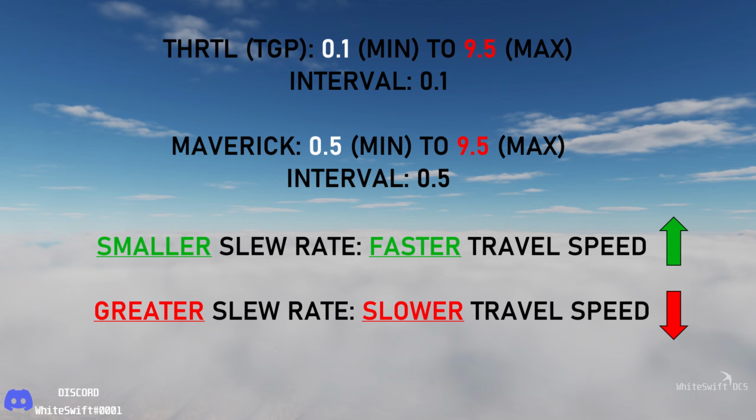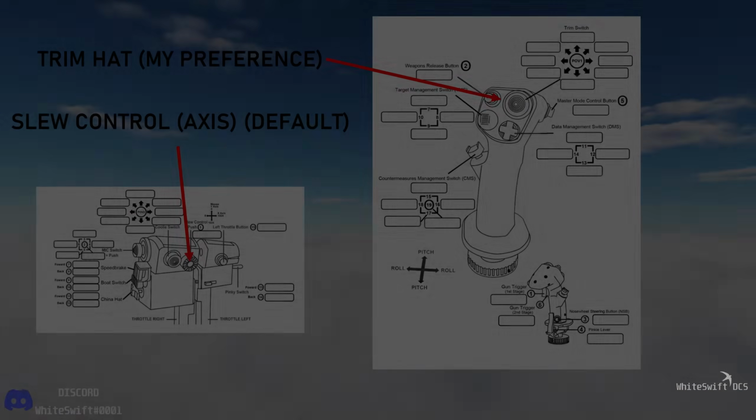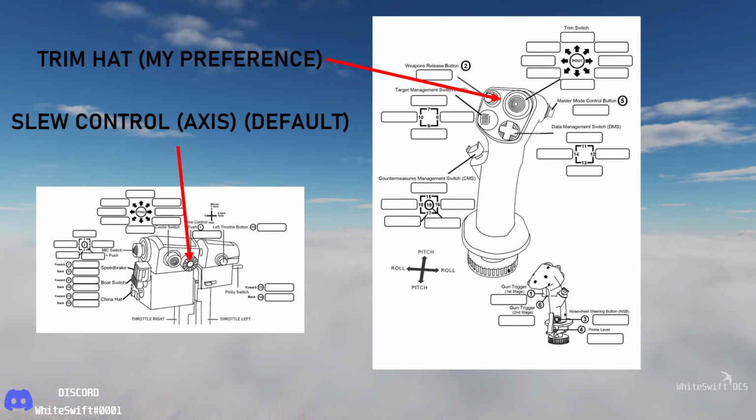Your preferred value will change based on the type of switch you are using for the slew controls. This can either be a four-way switch, up, down, left and right, or you may have the slew controls bound to an axis. This will depend on your joystick and throttle, which controls you have available, and personal preference. Personally, I play with the Thrustmaster Warthog joystick with the trim switch to operate my slew controls instead of the axis on the throttle. You may have different results if you use an axis.